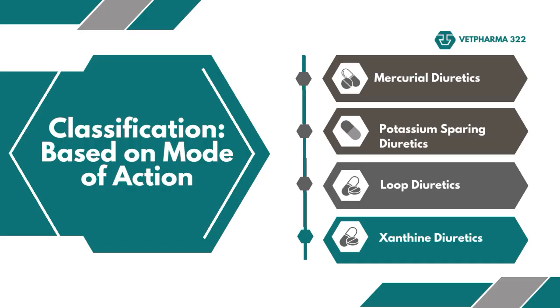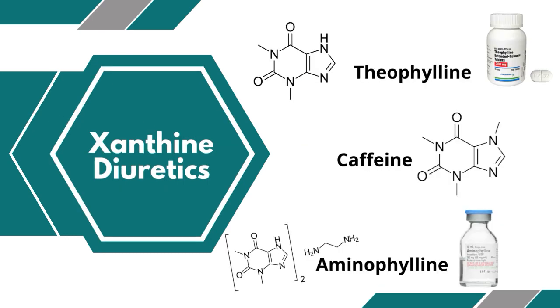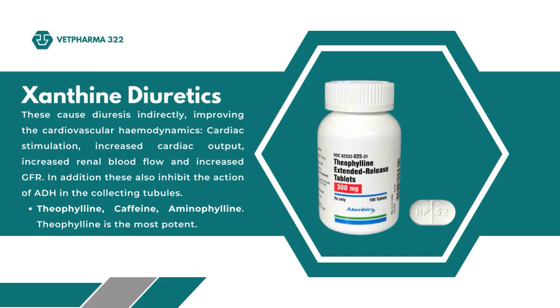Theophylline, aminophylline, and caffeine. These are xanthine diuretics. These cause diuresis indirectly, improving the cardiovascular hemodynamics, cardiac stimulation, increased cardiac output, increased renal blood flow, and increased GFR. In addition, these also inhibit the action of ADH in the collecting tubules. Theophylline is the most potent.